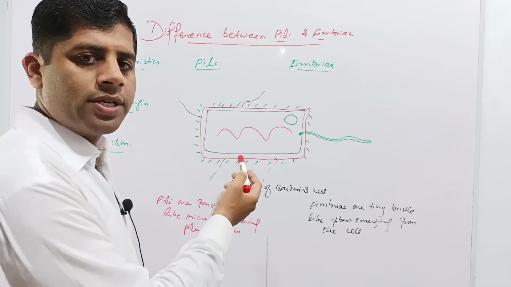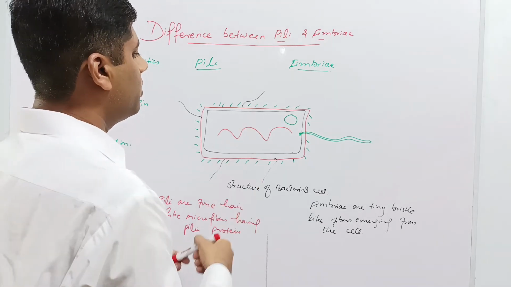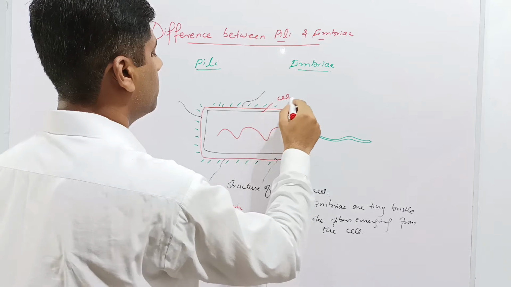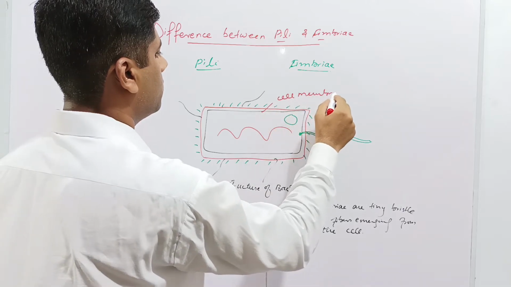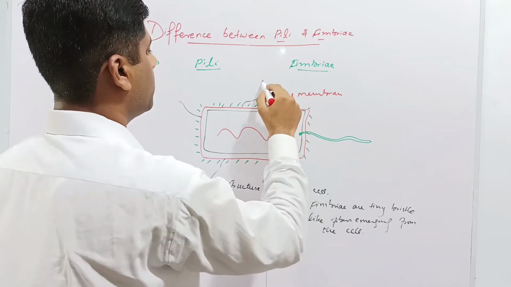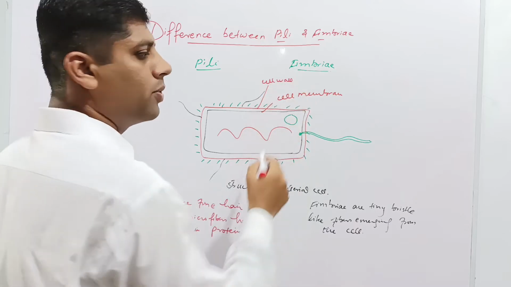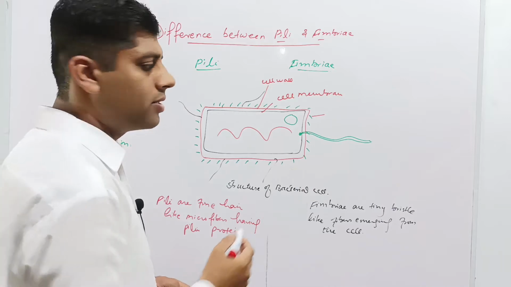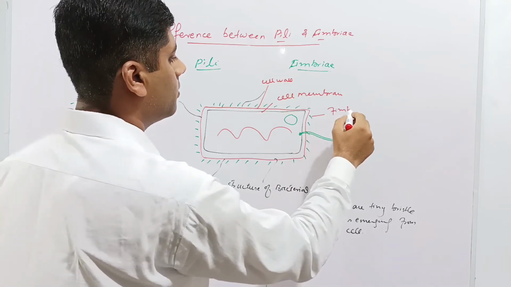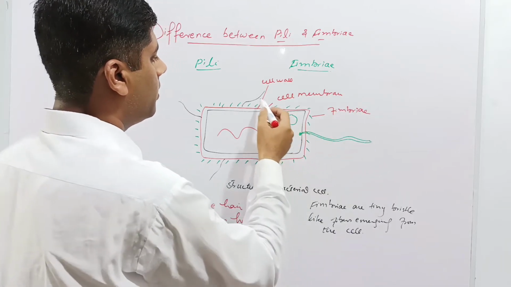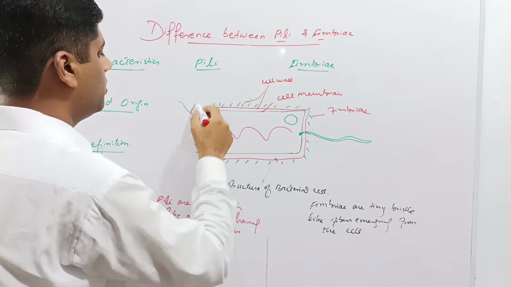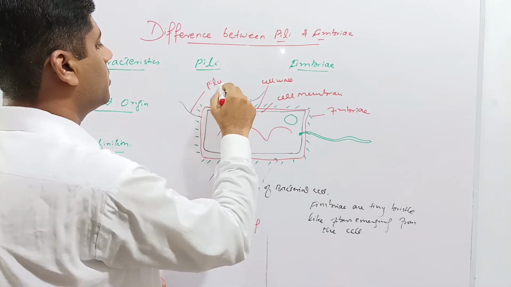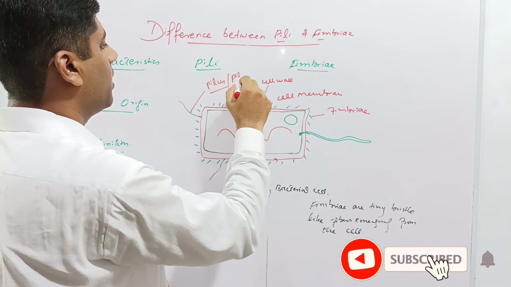For example, this is a schematic diagram of a bacterial cell in which the inner membrane is called the cell membrane. The outer layer is called the cell wall, made up of peptidoglycan layers. Then these hair-like projections, tiny structures, are called fimbriae. And these large projections are called pili. Singular is called pilus while plural is called pili.